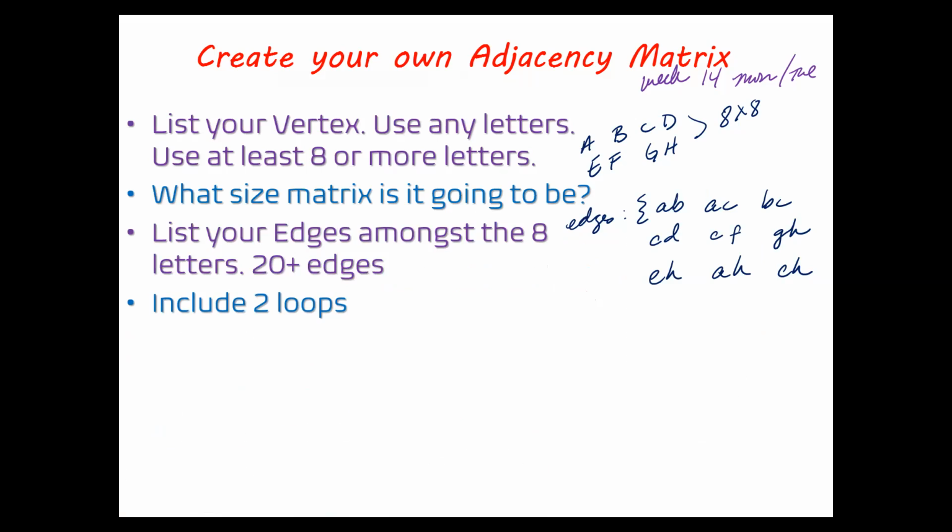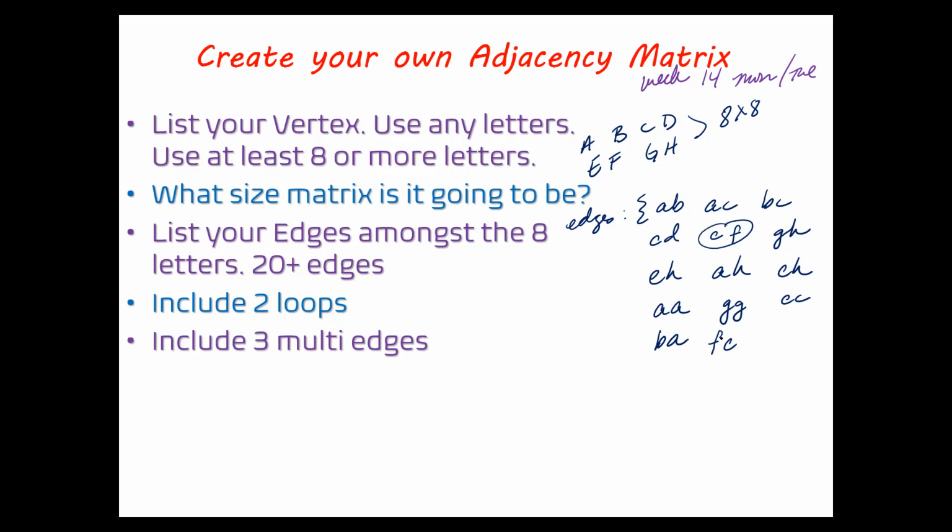Next, you're going to include 2 loops. So my 2 loops in this case are going to be AA, GG, CC, okay? And then you also need to have 3 multi-edges, which means you're going to go from AB, BA. I'm going to have CF, so FC. So these are my multi-edges. And then CH, HC. So I'm circling my multi-edges.